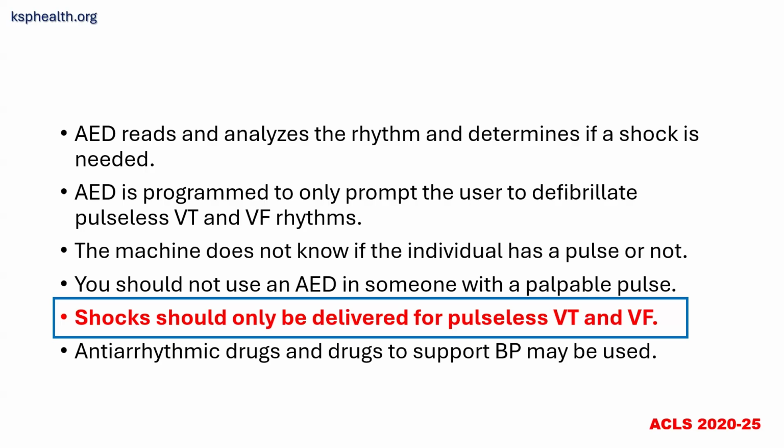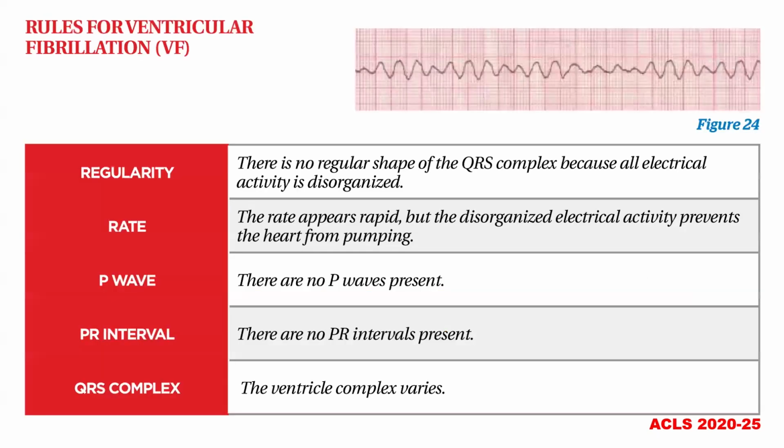Shock should only be delivered for pulseless VT and ventricular fibrillation. Antiarrhythmic drugs and drugs to support blood pressure may be used in these two rhythms. So what are the rules for ventricular fibrillation?